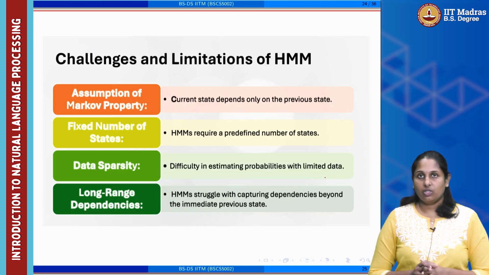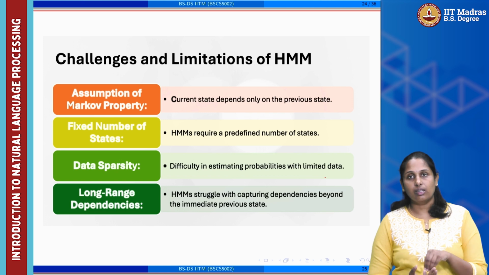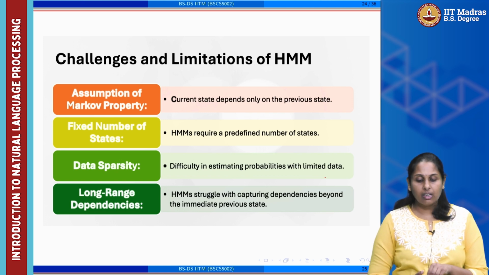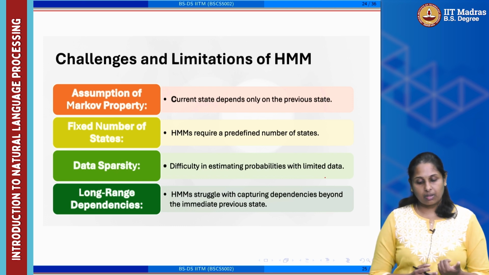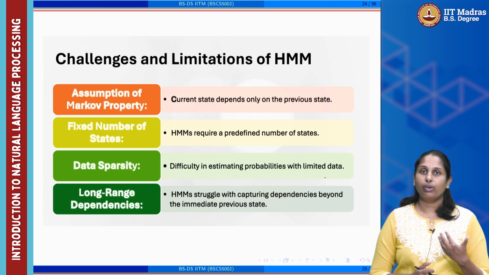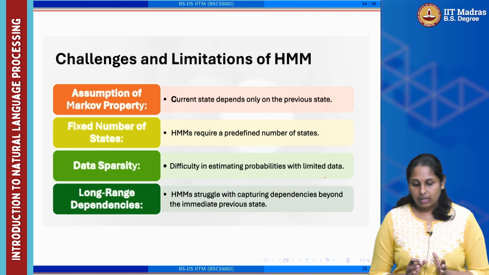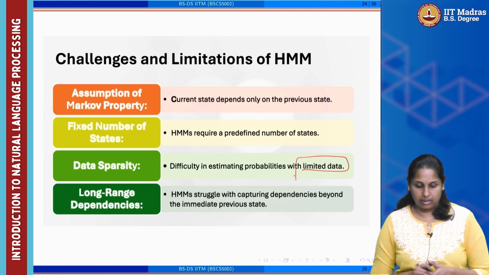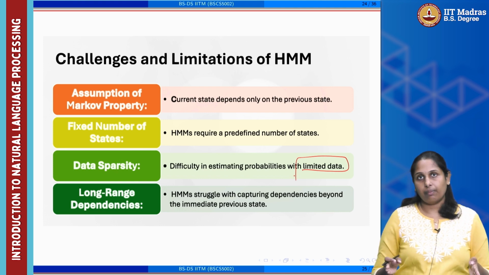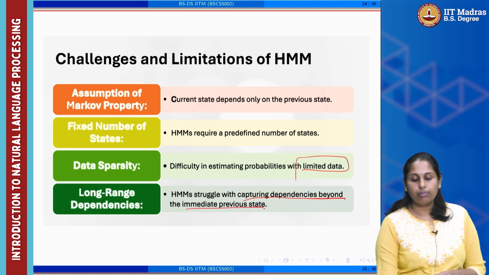However, there are some challenges and limitations of this HMM. The Markov property assumption depends heavily on the current state and the previous state, so it is not going beyond these two states. A fixed number of states is already defined in HMM, so if you are going for multiple states, it's difficult. Data sparsity is another problem, because we cannot estimate these probabilities unless we have a good amount of data. And long-range dependencies are another important issue, because HMMs struggle to capture dependencies beyond the immediate previous state.